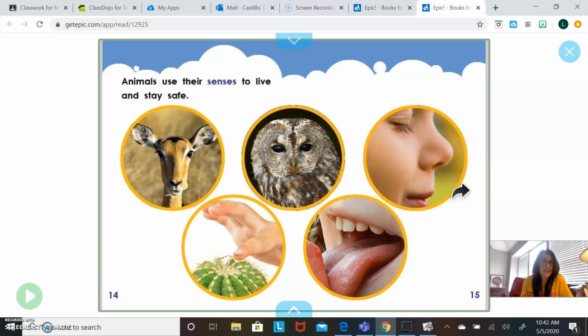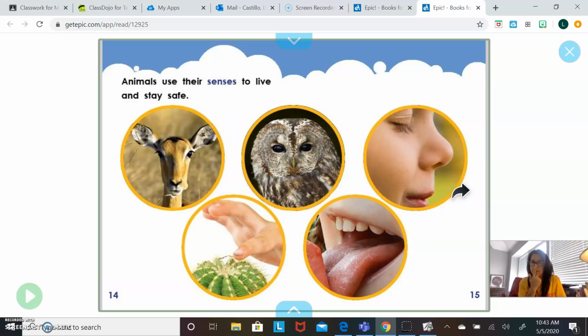Animals use their senses to live and to stay safe. So we all use our senses so that we can stay safe. So, for example, if we hear something outside that doesn't sound safe, we're not going to run outside, right? If we hear thunder and we're outside, we know we probably need to go inside because it's not safe to be outside if there's thunder and lightning. So we use our sense of hearing for that.